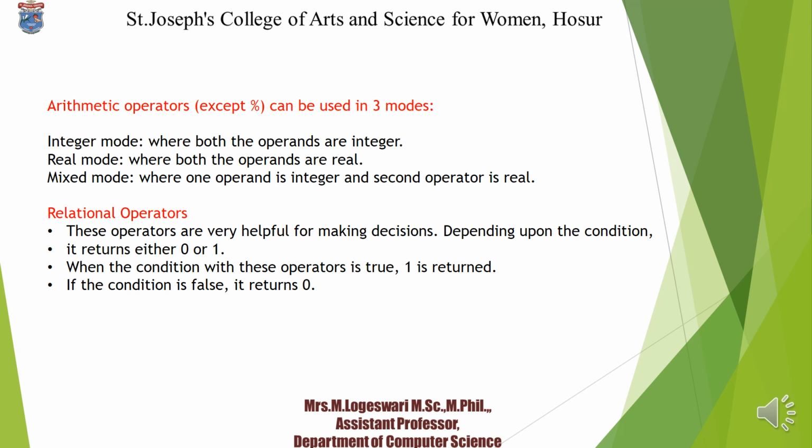Okay, so next, relational operators. The relational operators are used for decision making. For example, they return only 0 or 1. If the condition is true, it returns 1. Suppose the condition is false, it returns 0.